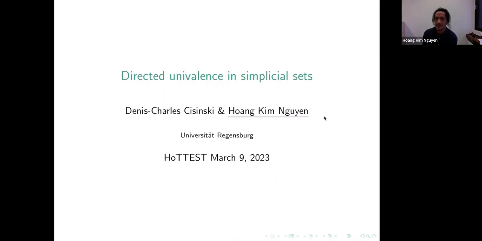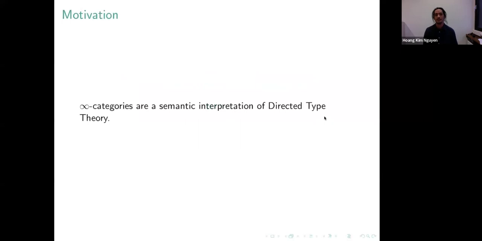All right, so first of all, thanks to the organizers for the invitation and for giving me the opportunity to talk about this. This is joint work with Denis-Charles Cisinski. This is about directed univalence in simplicial sets. Our motivation is to think of infinity categories as a semantic interpretation of directed type theory. On one hand, maybe find out something about directed type theory by studying infinity categories. And on the other hand, trying to use methods from type theory to say something interesting about infinity categories.